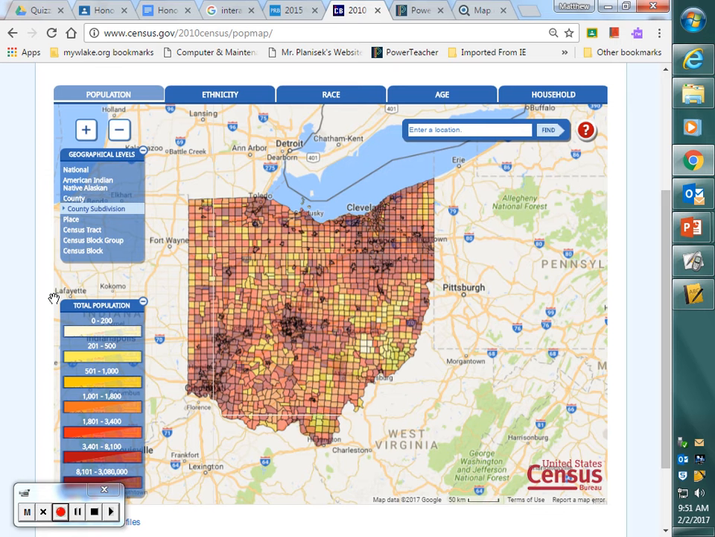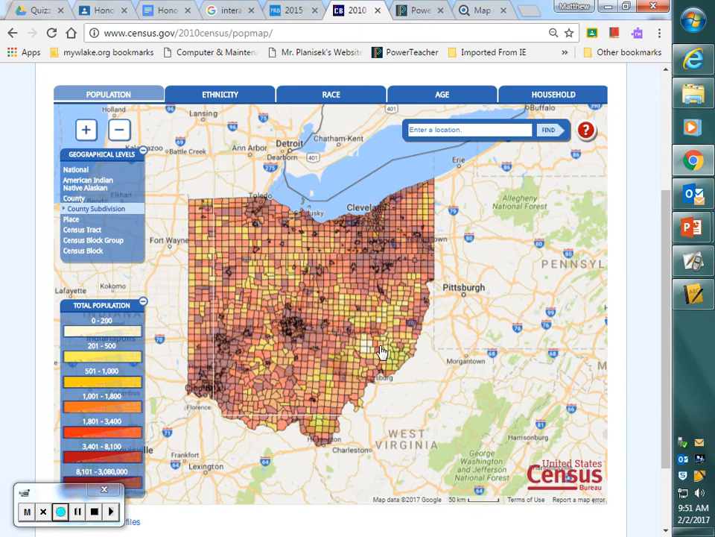There's basically 3 areas of big population. Those 3 areas are what? Cleveland, Columbus, and Cincinnati, right? This is Cincinnati down here, this dark area here. Columbus is right in the middle. Here's Cleveland up here. That's Dayton. Up here, it says Toledo right there. Here, we've got Akron, Canton in this area right here.